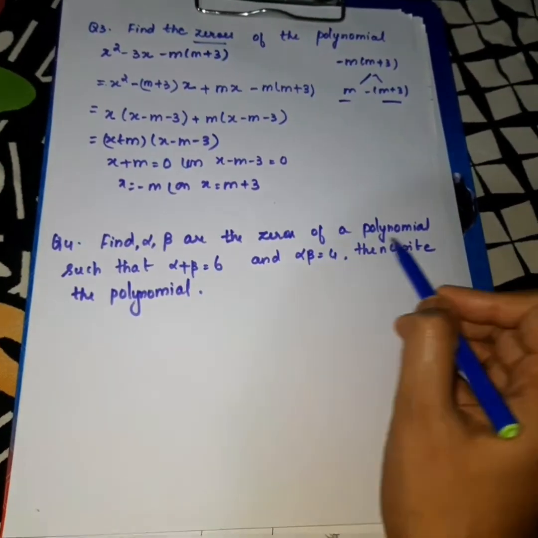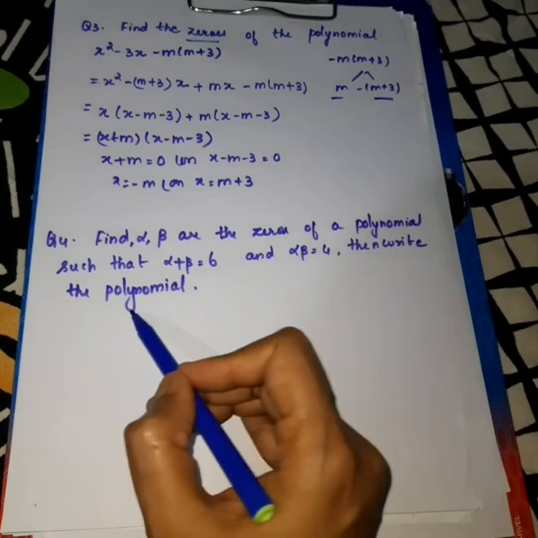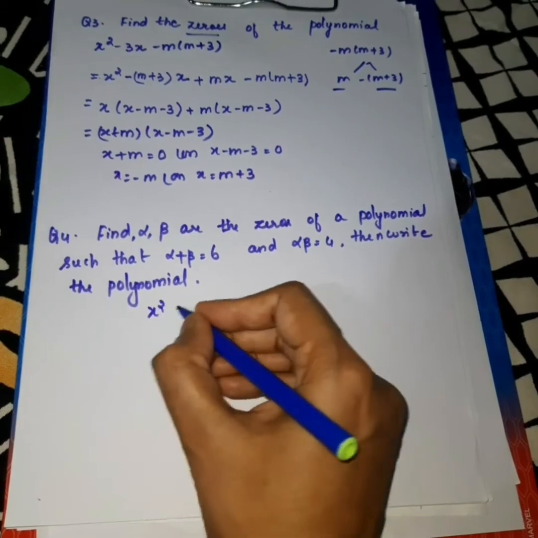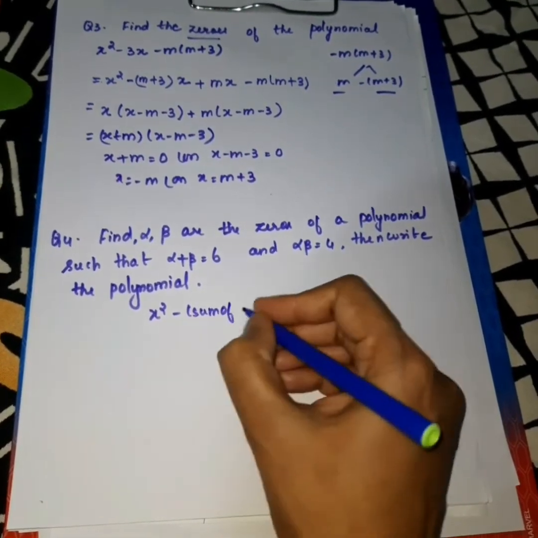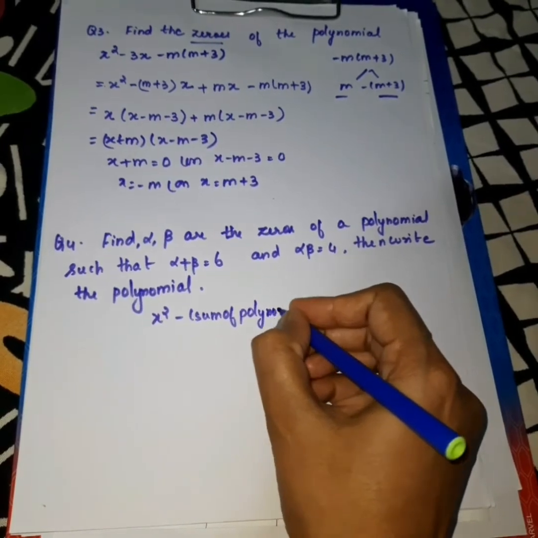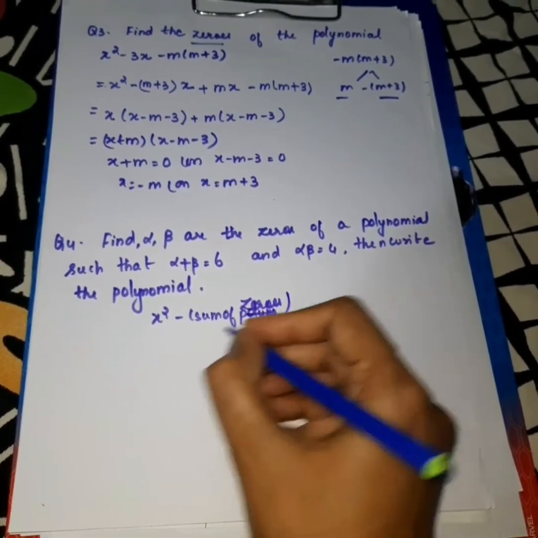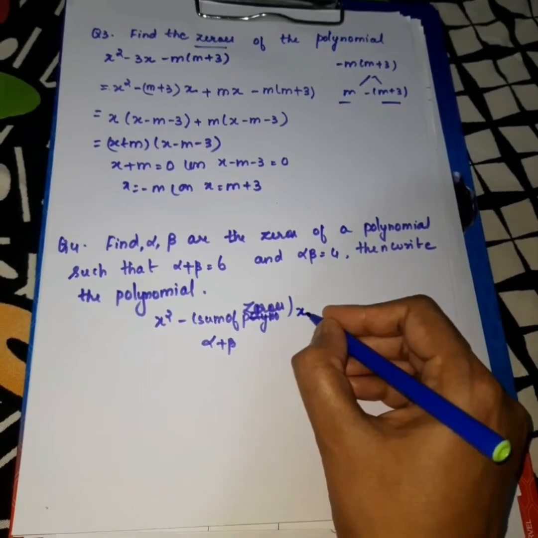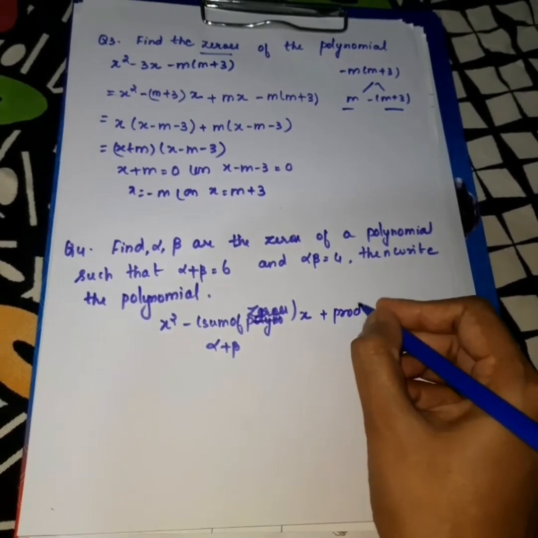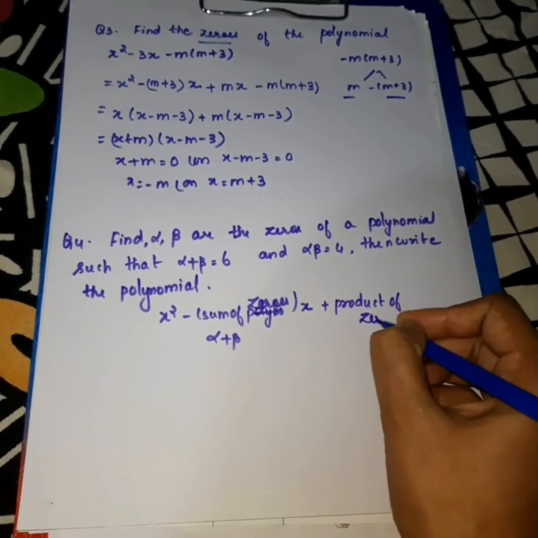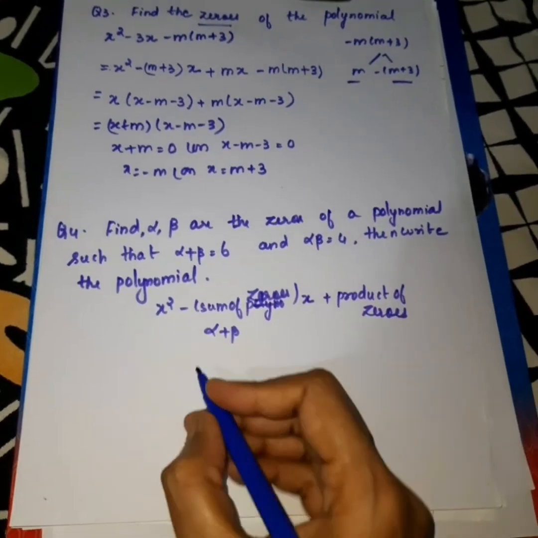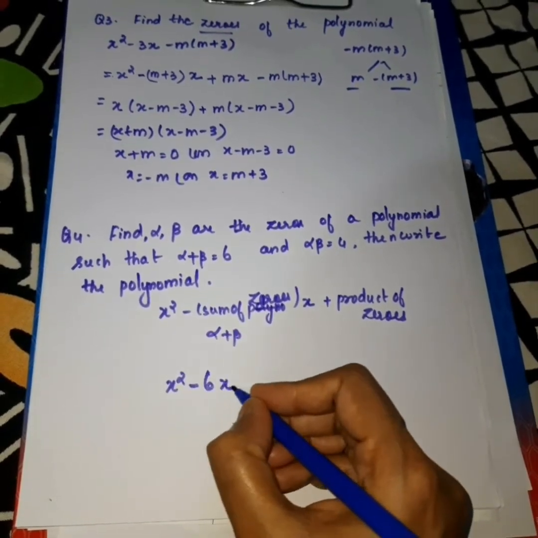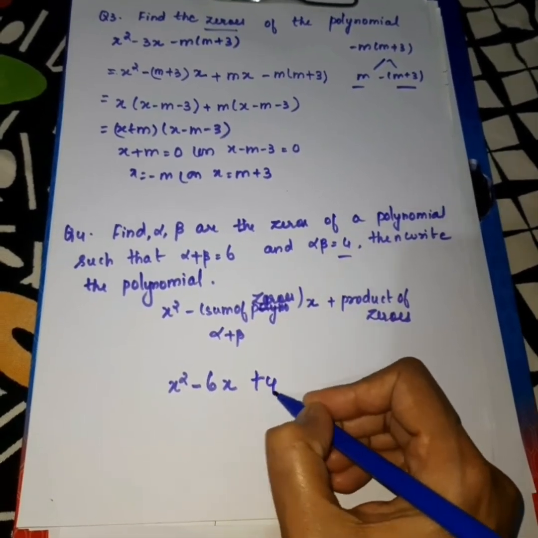Question 4, find alpha and beta, the zeros of the polynomial, such that the sum is 6 and product is 4. It's clearly mentioned it's a quadratic polynomial, as the sum is 6 and product is 4, which is usually written as x squared minus the sum of zeros, that is alpha plus beta, into x plus the product of zeros. So this way we can construct the polynomial. That's going to be x squared, sum is 6, so minus 6x, product is 4, so plus 4 is a constant.